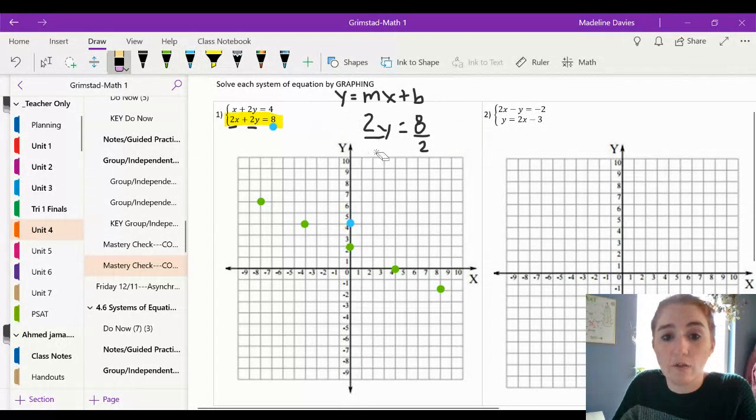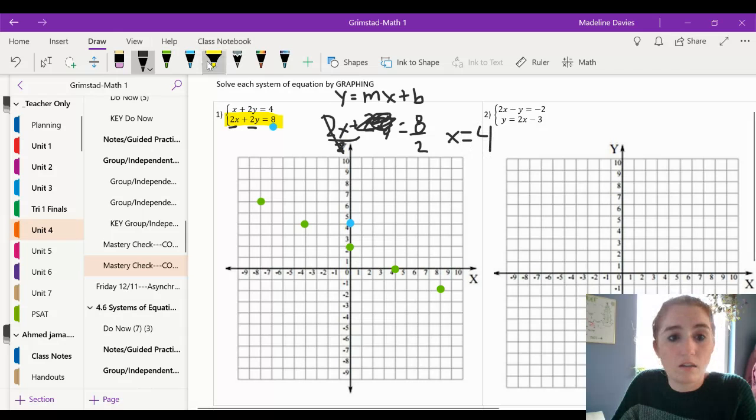So if I rewrite this, plus 2x, only this time I'm going to replace the y with 0. If I replace y with 0, 2 times 0 is 0. Cross this bad boy out. Now I have 2x equals 8. Divide by 2 to get rid of that 2. Divide by 2 because you have to do it on both sides. X equals 4. So I now have my x-intercept.